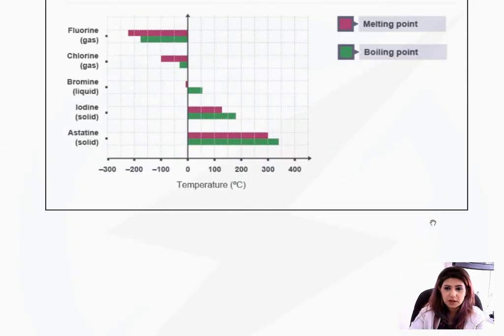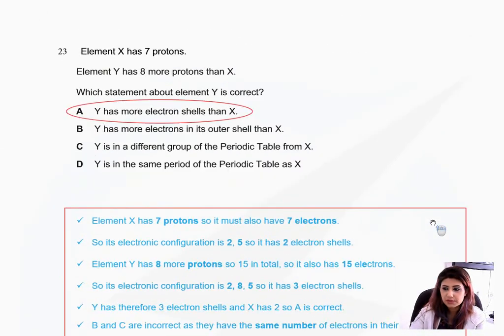Then we have question 23. Element X has 7 protons, and then element Y has 8 more protons than X. This statement about Y is correct: Y has more electron shells than X. That's obvious, because if you have 8 more protons, you have 8 more electrons, so you will have to move to the next shell.